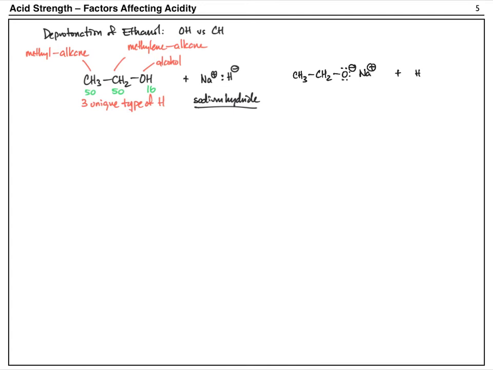Now our conjugate acid is hydrogen. So I'll leave it to you to practice the arrow pushing and showing how this hydrogen abstracts that hydrogen to form this conjugate acid. So here's your conjugate base. This is the conjugate acid.